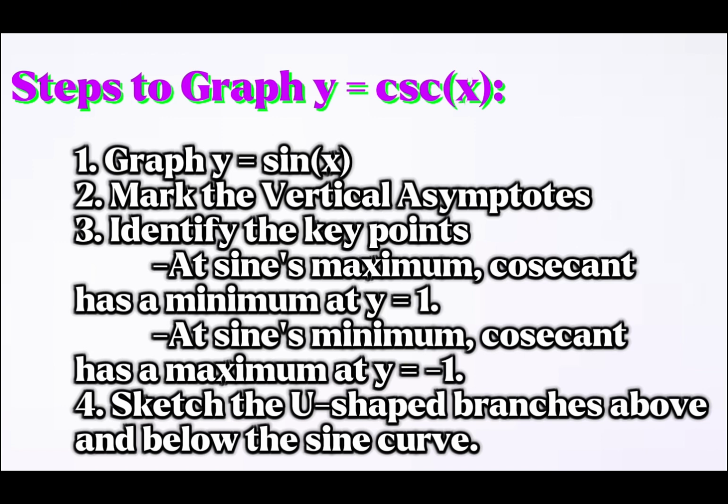Here's the step-by-step process in graphing cosecant. First, you have to graph sine x lightly as a guide. Second, you have to mark the vertical asymptotes. This occurs at x equal to 0, plus minus pi, plus minus 2 pi, and so on. Third, you have to identify the key points. At sine's maximum, cosecant has a minimum at y equal to 1. At sine's minimum, cosecant has a maximum at y equal to -1. And lastly, you have to sketch the U-shaped branches above and below the sine curves.